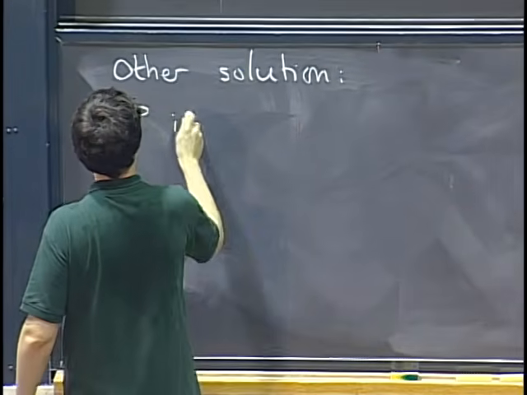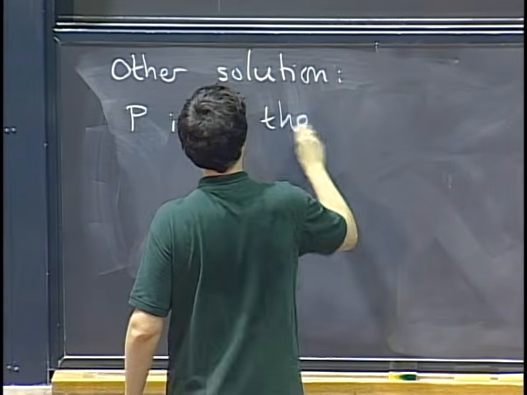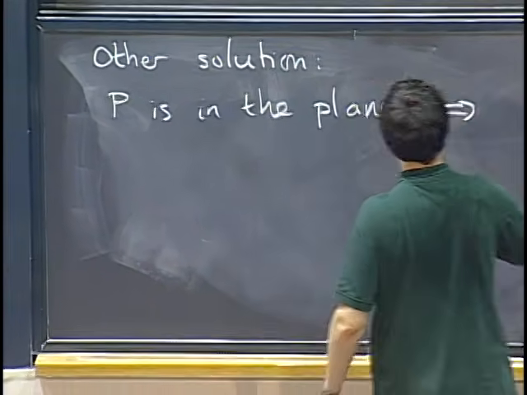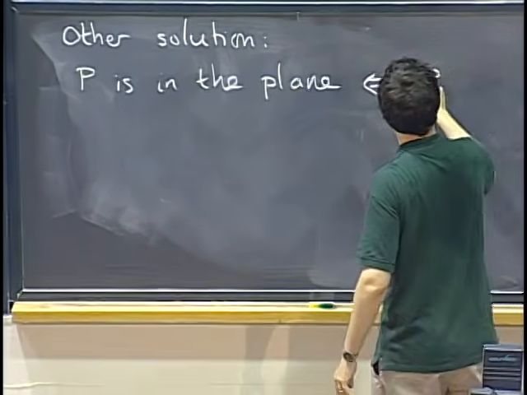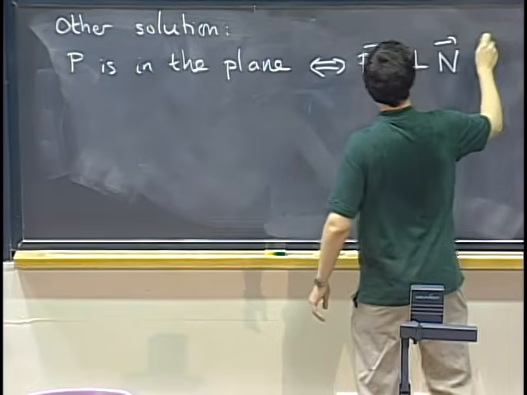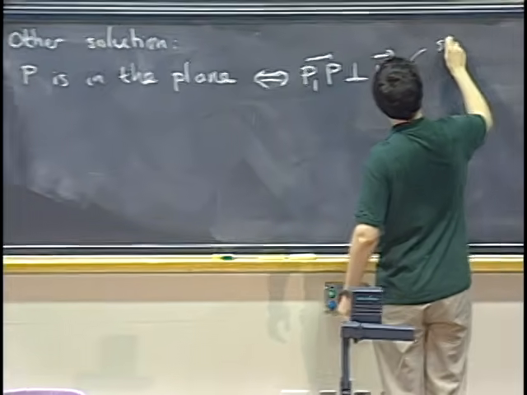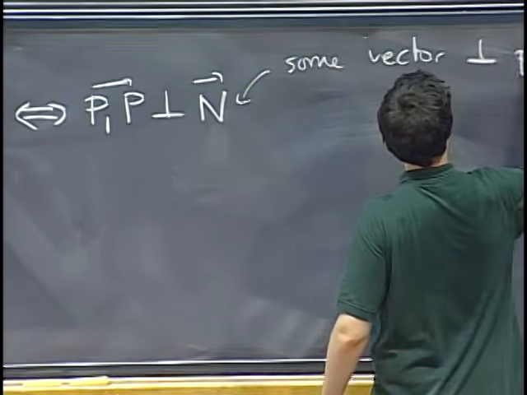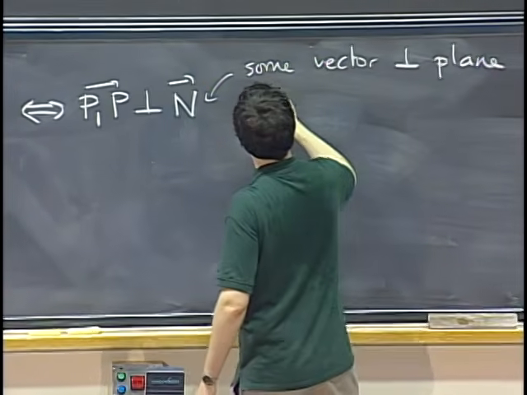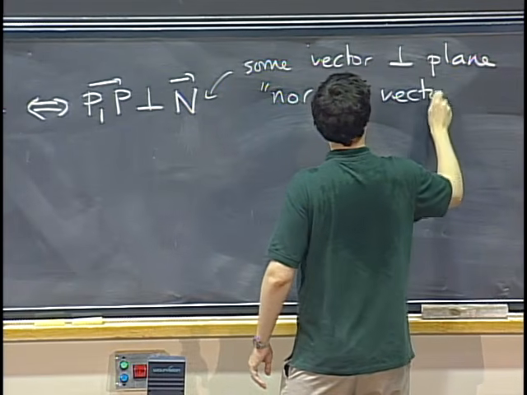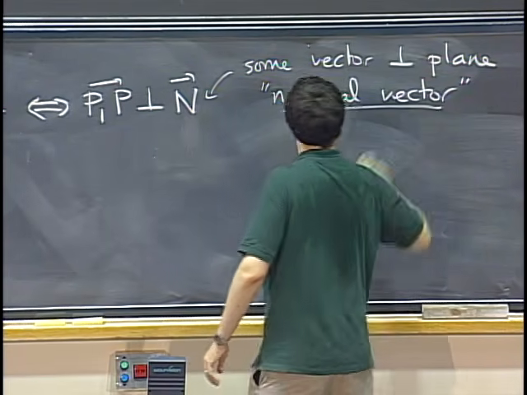P is in the plane exactly when the vector P1P is perpendicular to n, where n is some vector that's perpendicular to the plane. That's called a normal vector. Not that the others are abnormal, but okay.